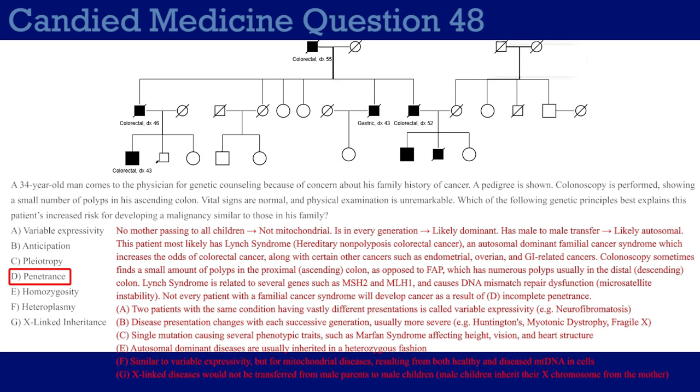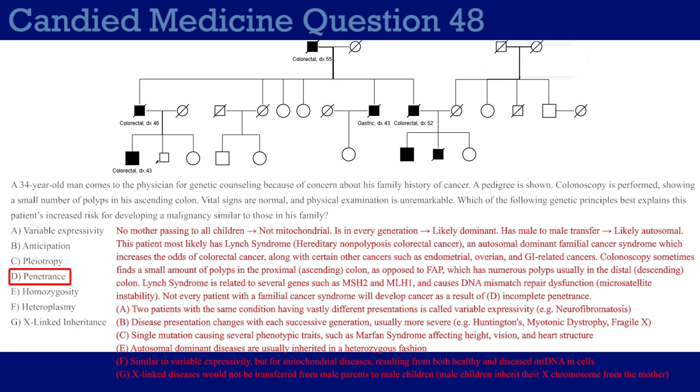Now, while yes, you can argue that pleiotropy technically does apply to Lynch syndrome since it affects patients in a way where they could have various different cancers, that's not what the question was asking. The question was asking, how do you describe him having increased risk of malignancy? That has nothing to do with pleiotropy. That's more just the fact that some of the people with Lynch syndrome will have cancer and some will not. That's more related to penetrance.